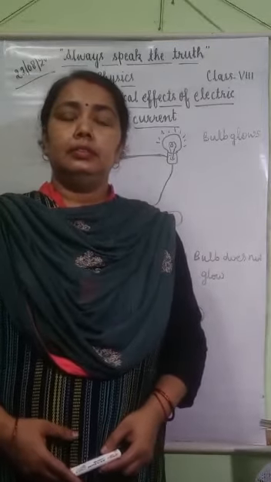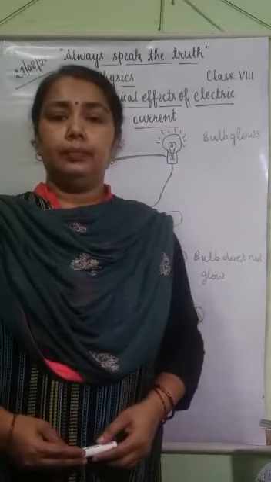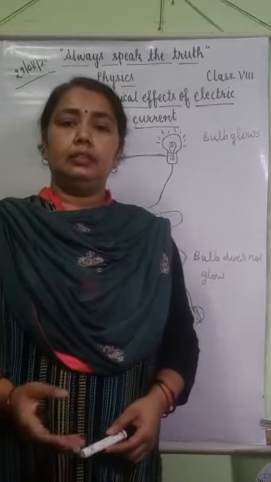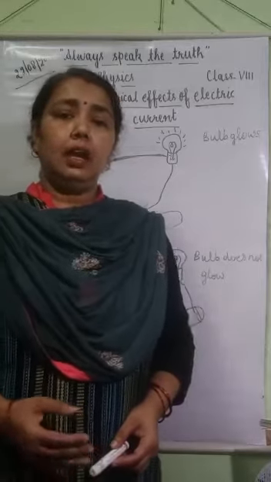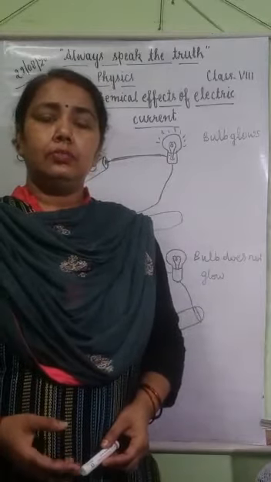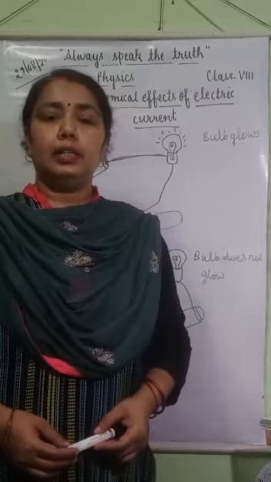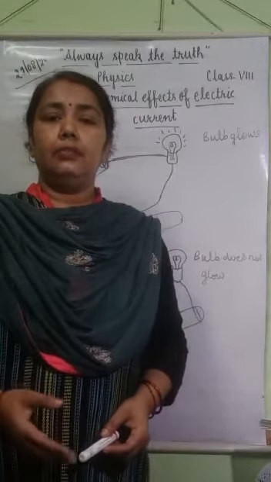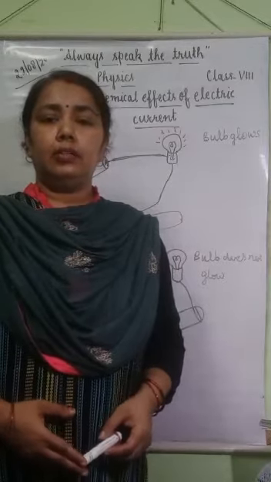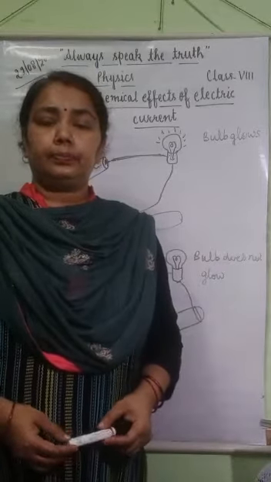You know that some materials allow electricity to pass through them. They are called good conductors of electricity, like metals. Some materials which do not allow electricity to pass through them are known as poor conductors of electricity, like wood, rubber, and plastic. All these are poor conductors because they do not allow electricity to pass through them.